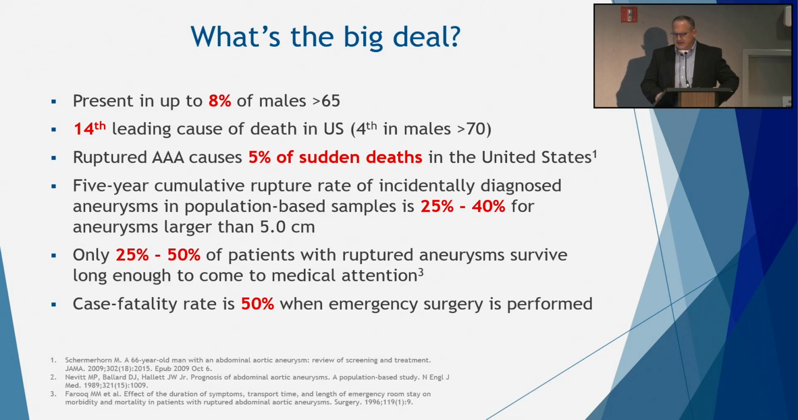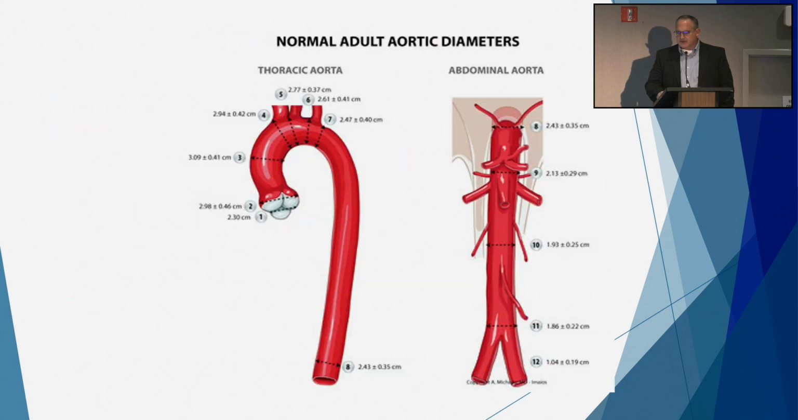Aneurysms are present in about 8% of males older than 65. It's the 14th leading cause of death in the United States. Ruptured AAAs are 5% of sudden deaths in the United States. The 5-year cumulative rupture rate of incidentally diagnosed aneurysms is around 25 to 40%. And only about 25 to 50% of patients with ruptured aneurysms survive long enough to come to medical attention. And the case fatality rate is also very high.